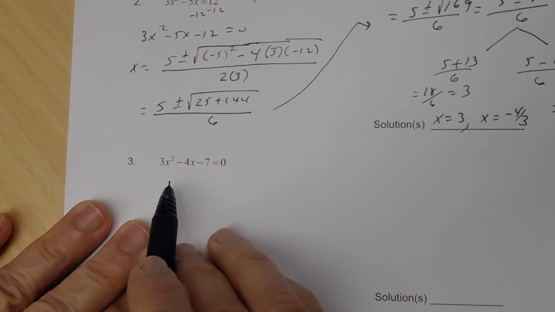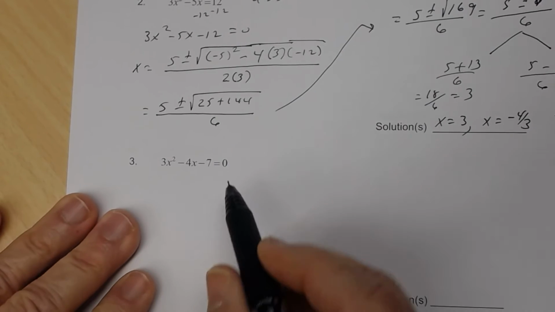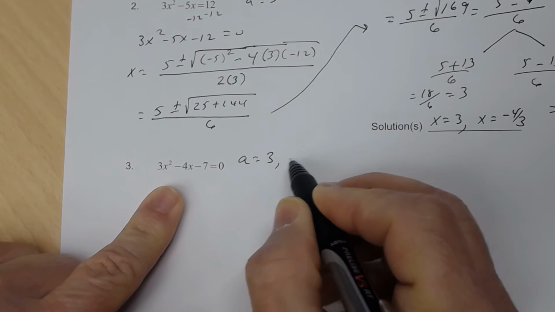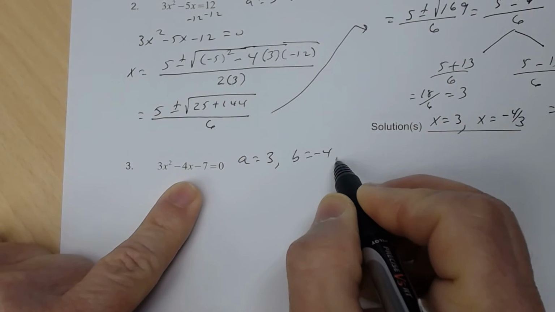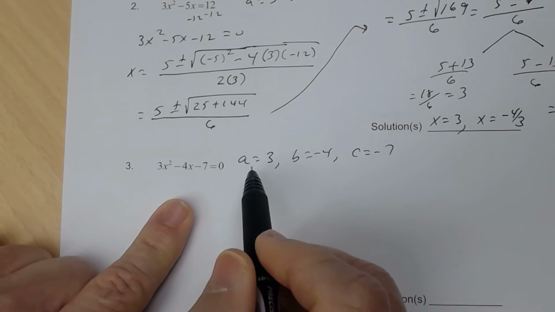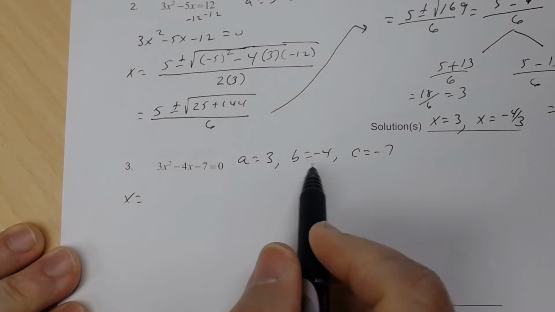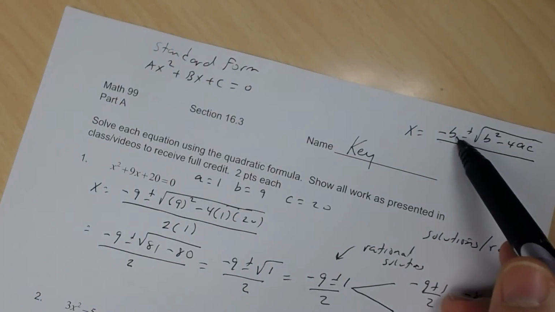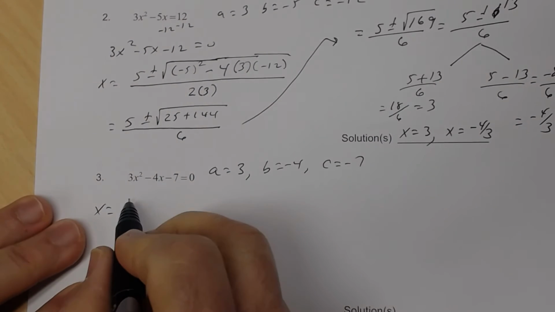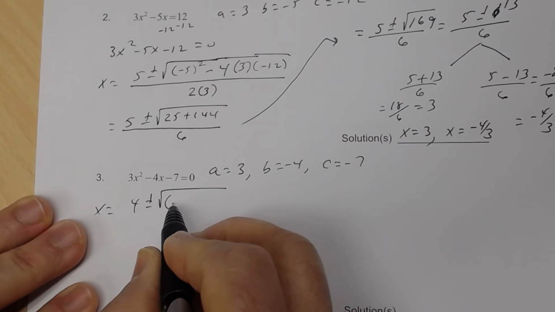Look over here in number 3. It's already in standard form. It's in descending order. So let's go ahead and figure out what A, B, and C are. So A is 3, B is -4, and C is -7. It does help to write out what these are. Now we're going to substitute these back into the formula. So I get x equals the opposite of B. B in this case is -4, so the opposite of -4 is +4, plus or minus the square root of. In parentheses, I get B squared.